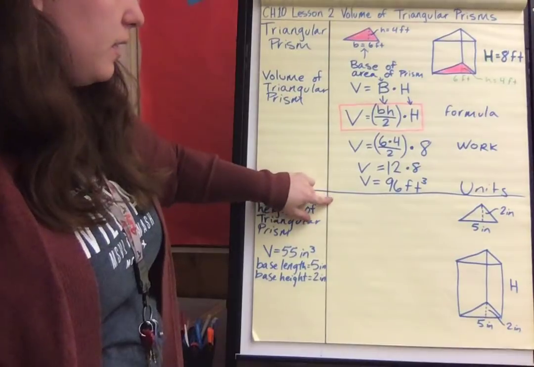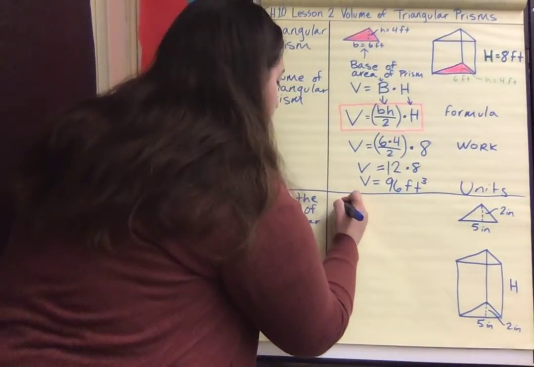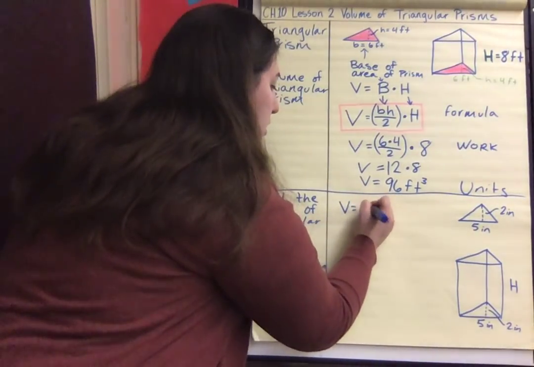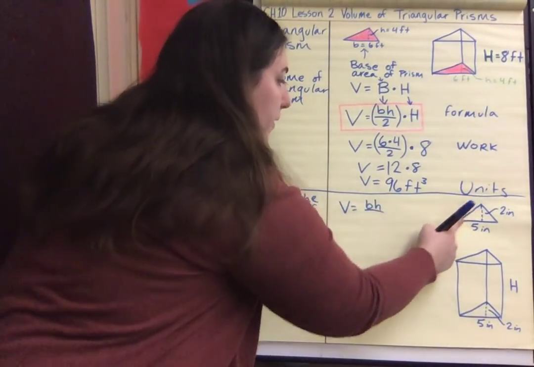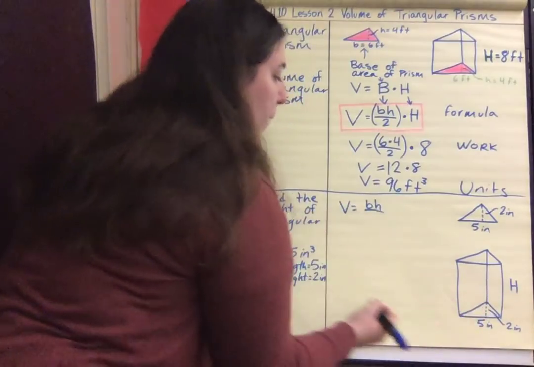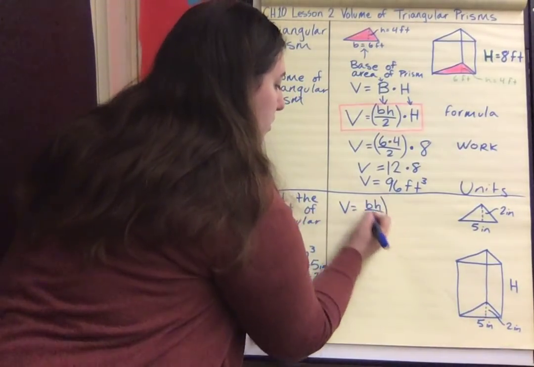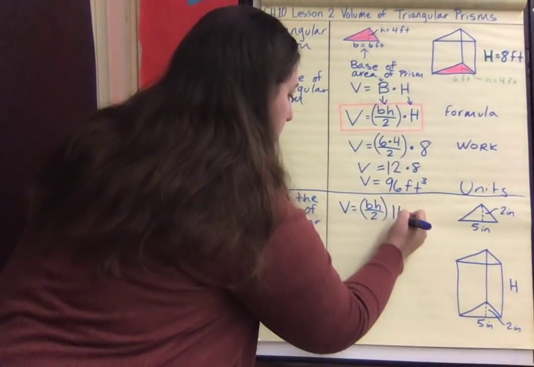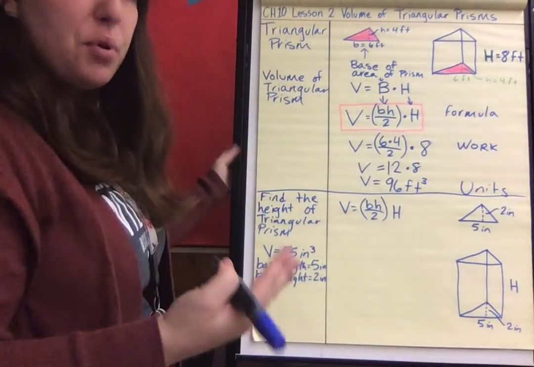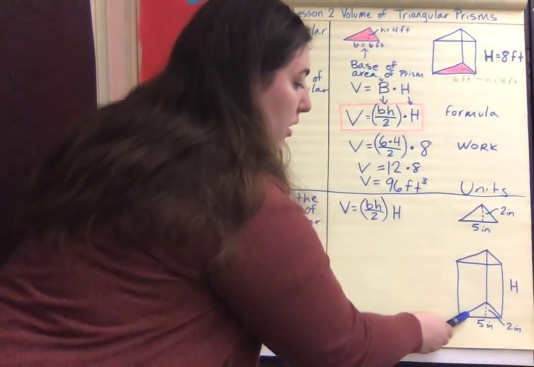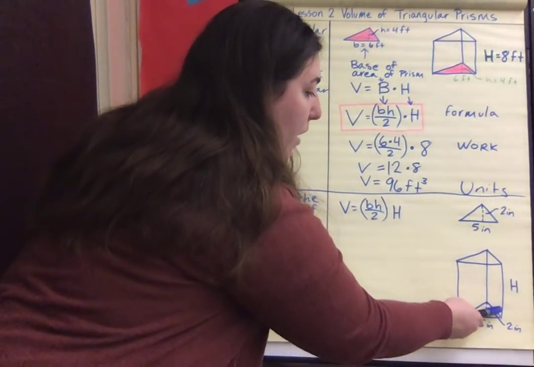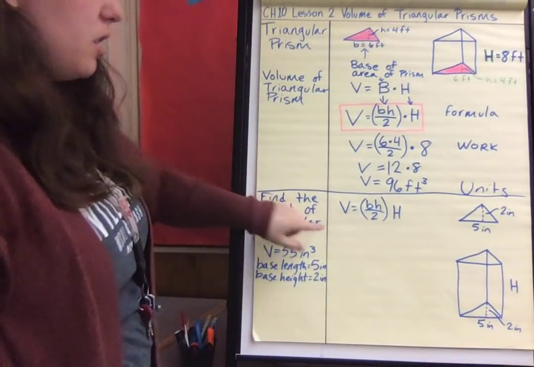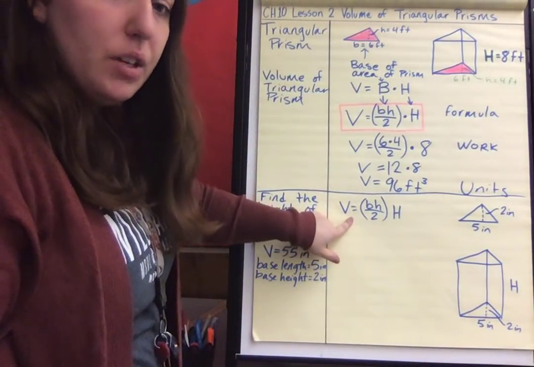Okay, so I'm going to set this up by writing down my formula first. Volume equals the area of this base, right? Area of this base, so base times height divided by 2, multiplied by the height. Okay, I'm pretty much trying to find out the area of this and then how many layers this triangular prism has.